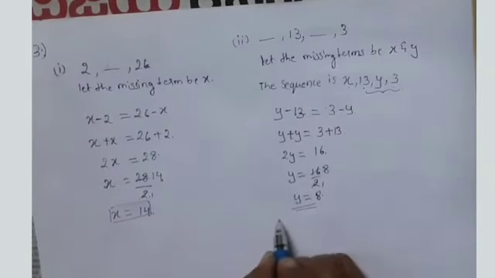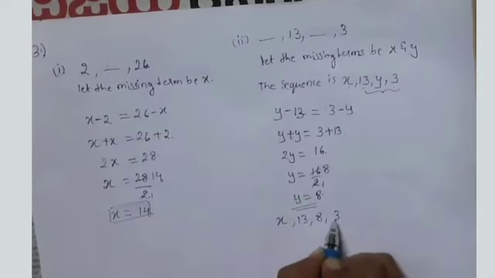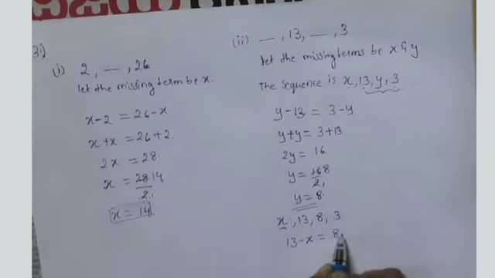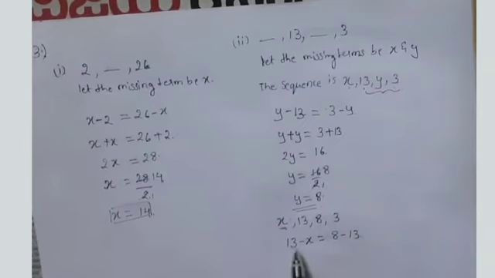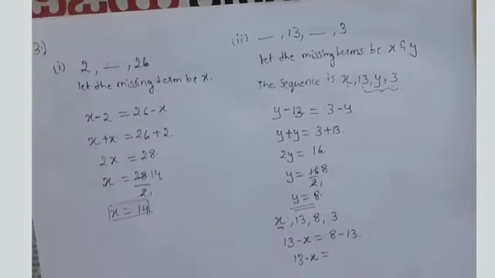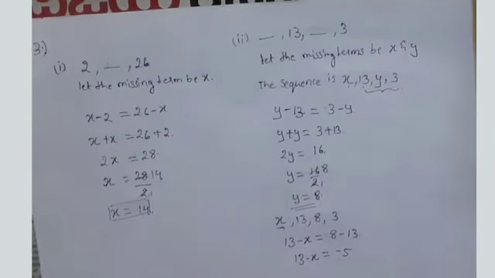So now the sequence, let me write once again for you. x, 13, 8 and 3. Now using this 8 we can find out what is x. How to find out x? 13 minus x should be equal to 8 minus 13. So once again the difference between the consecutive terms. Therefore 13 minus x, let me keep this as it is for the time being. Let us solve 8 minus 13. What is 8 minus 13? So 8 minus 13 will be minus 5 because 13 is greater, so it will carry minus sign.